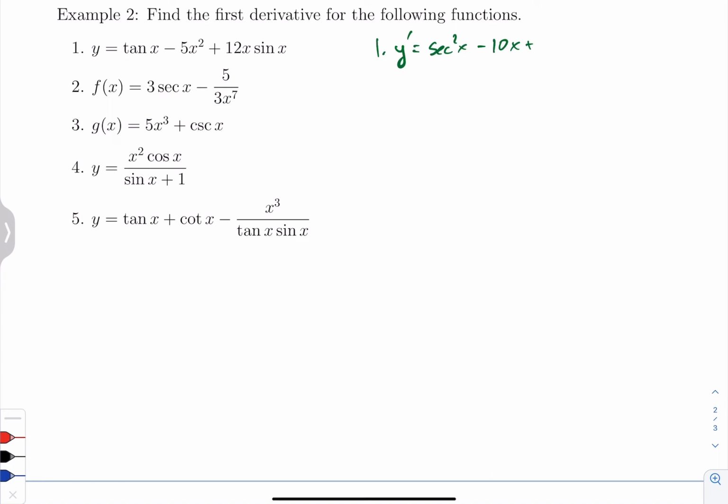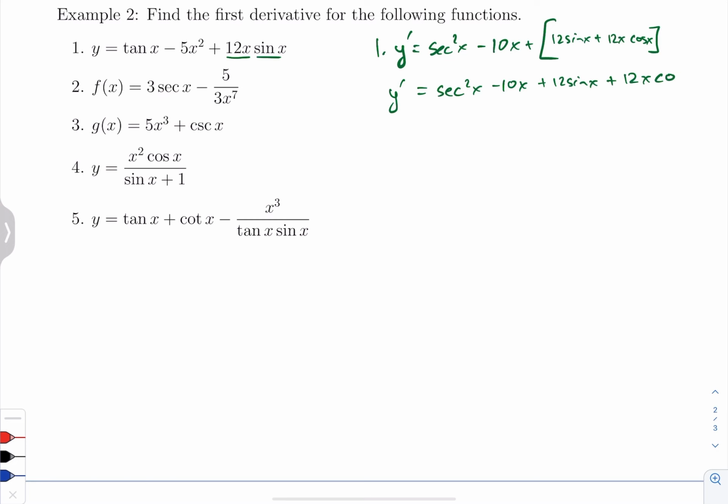And then plus, here I have 2 factors that are getting multiplied together. So we're going to use the product rule. Remember, the product rule just says the derivative of the first times the second plus the first times the derivative of the second. The derivative of sine of x is cosine of x. So we can leave it like that, or we could do a little cleanup here. Secant squared x minus 10x. Actually, there's no cleanup we can do except for getting rid of those square brackets. Okay, so there's the first one.